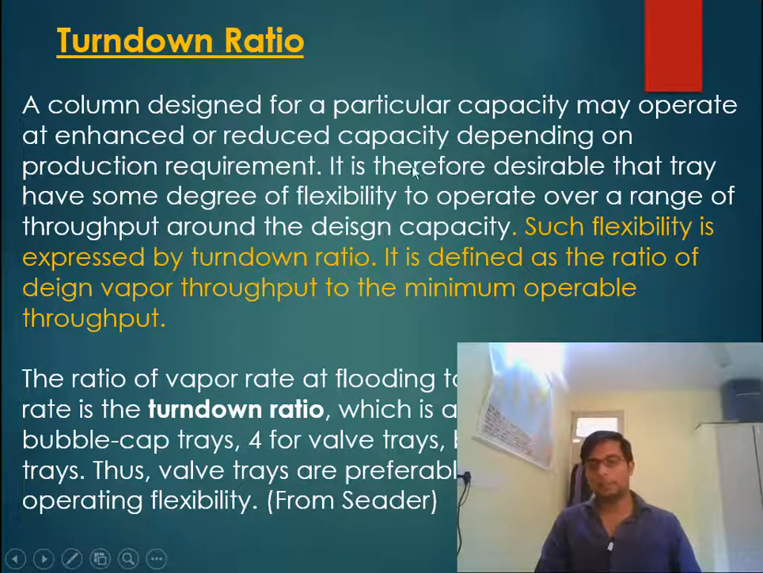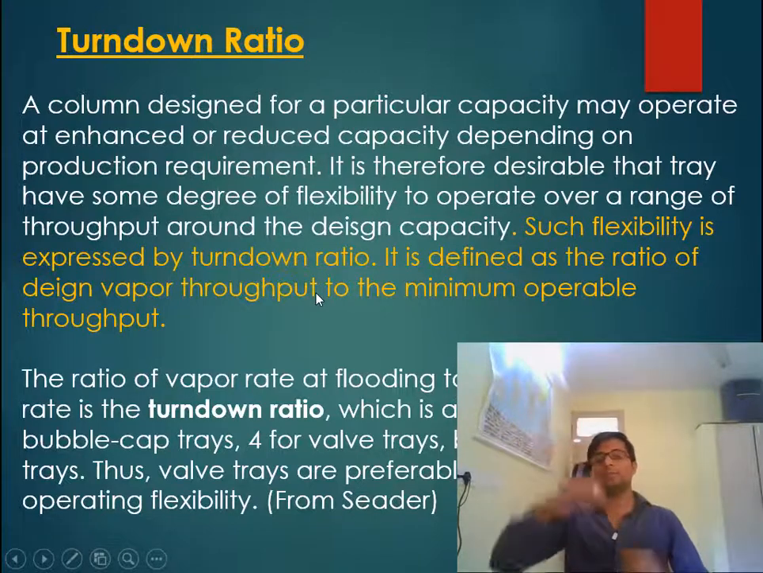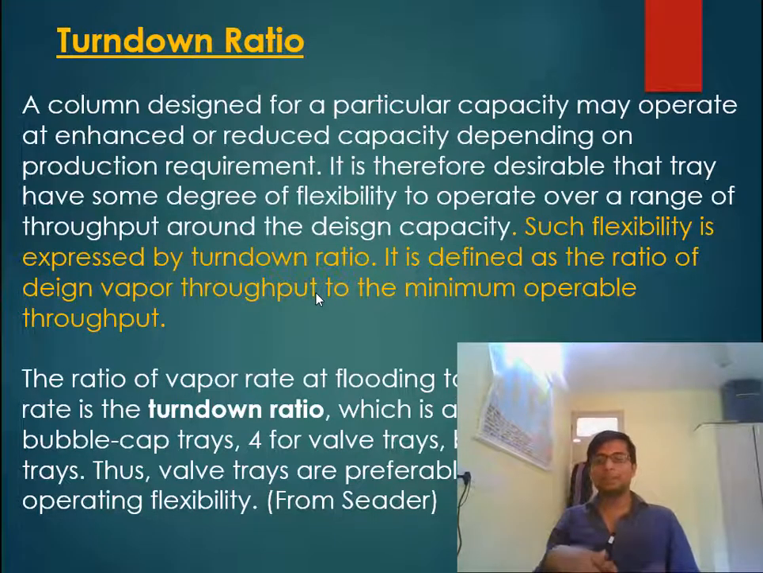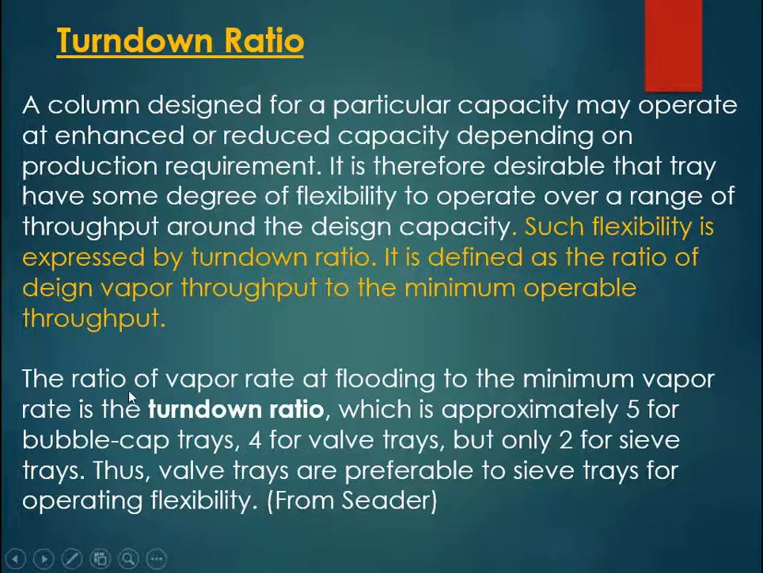The turn-down ratio basically provides the flexibility of any tray, and it is defined as the ratio of design vapor throughput to the minimum operable throughput. So if my turn-down ratio is very high, we may operate at very low feed flow rate or very low throughput, and we may also increase our throughput without any problem of flooding and weeping. Similarly, in Coulson and Richardson, it is defined as the ratio of vapor flow rate at flooding to the minimum vapor flow rate.